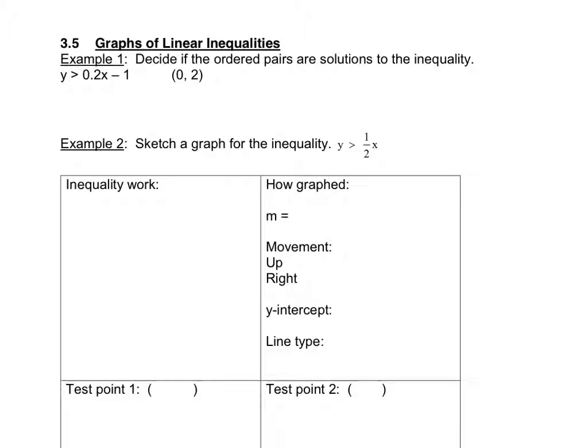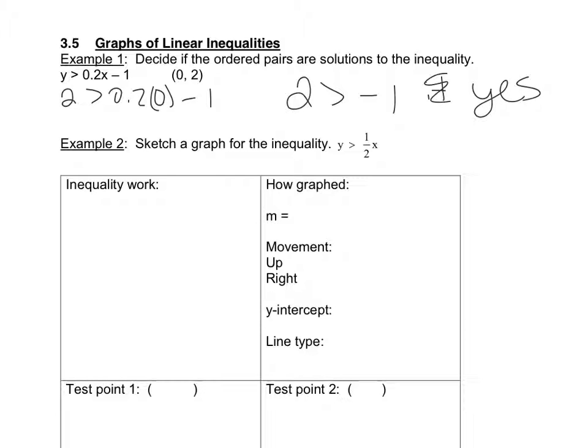Alright guys, today we're going to be talking about graphing linear inequalities. But first, decide if the ordered pairs are solutions to the inequality. It just means substitute it in. 2 is greater than 0.2 times 0 minus 1. Is 2 greater than negative 1? Yes, so it is a solution.